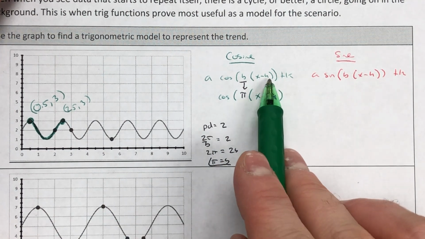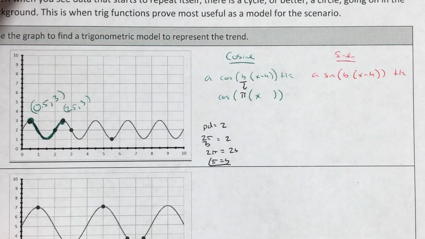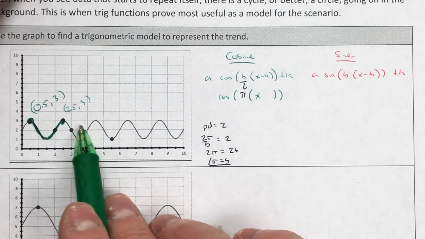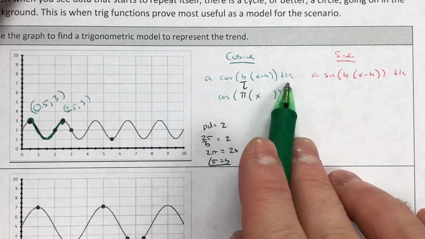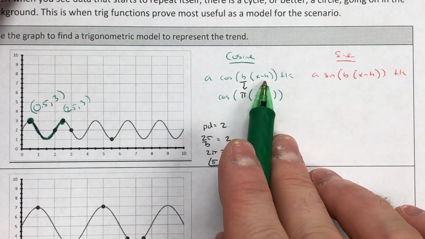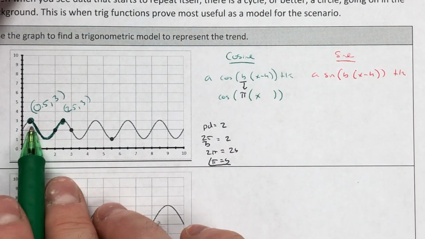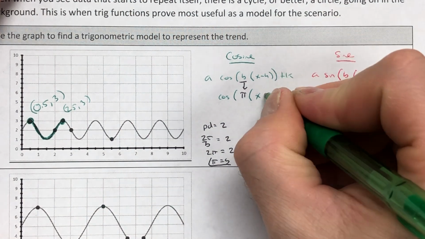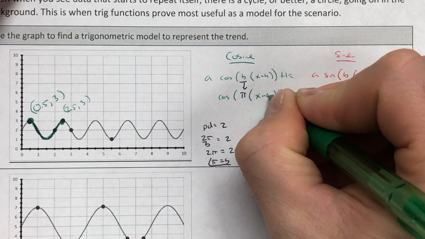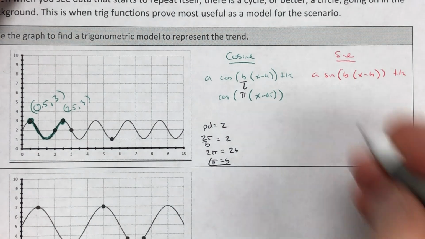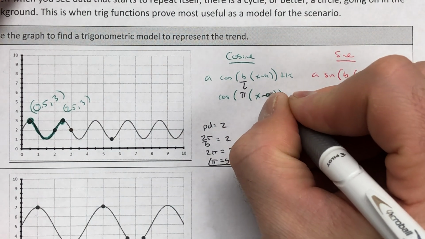The second thing is I need to know left-right and up-down motion. Left-right isn't going to be too big of a deal. How far left to right has this graph moved? Well, it's moved to the right by about 0.5, which means I'm going to subtract 0.5. Actually, let's do it like this: minus 0.5.